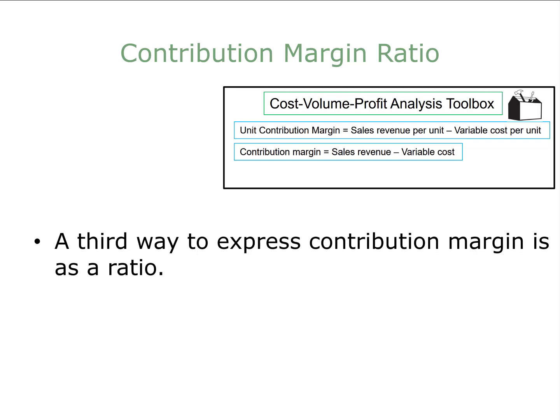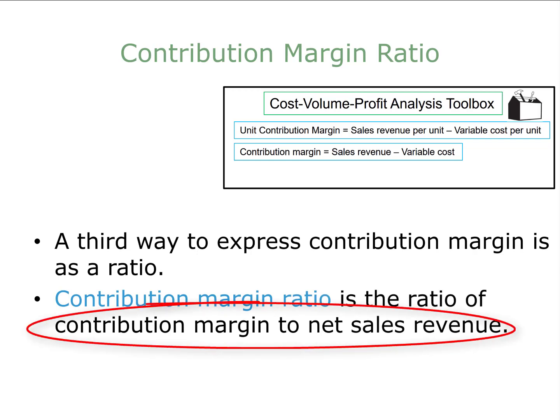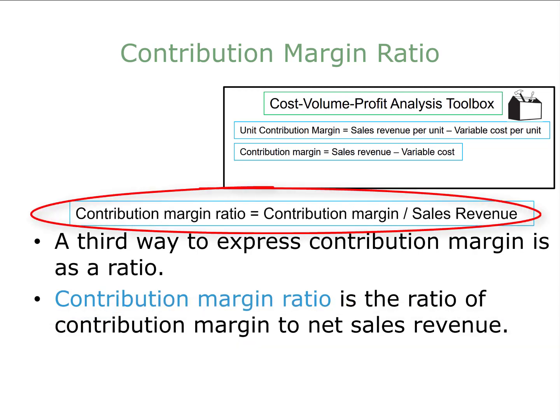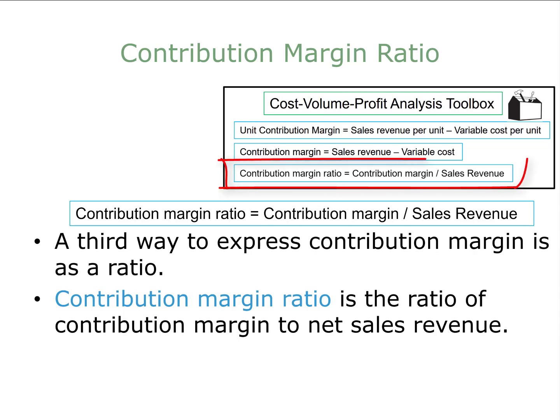A third way to express contribution margin is as a ratio. The contribution margin ratio is the ratio of contribution margin to net sales revenue. So the formula for contribution margin ratio is contribution margin divided by net sales revenue. The formula just says sales revenue, but always know that whenever it says sales revenue, we really mean net sales revenue. We will add it to our CVP toolbox and then do an example.